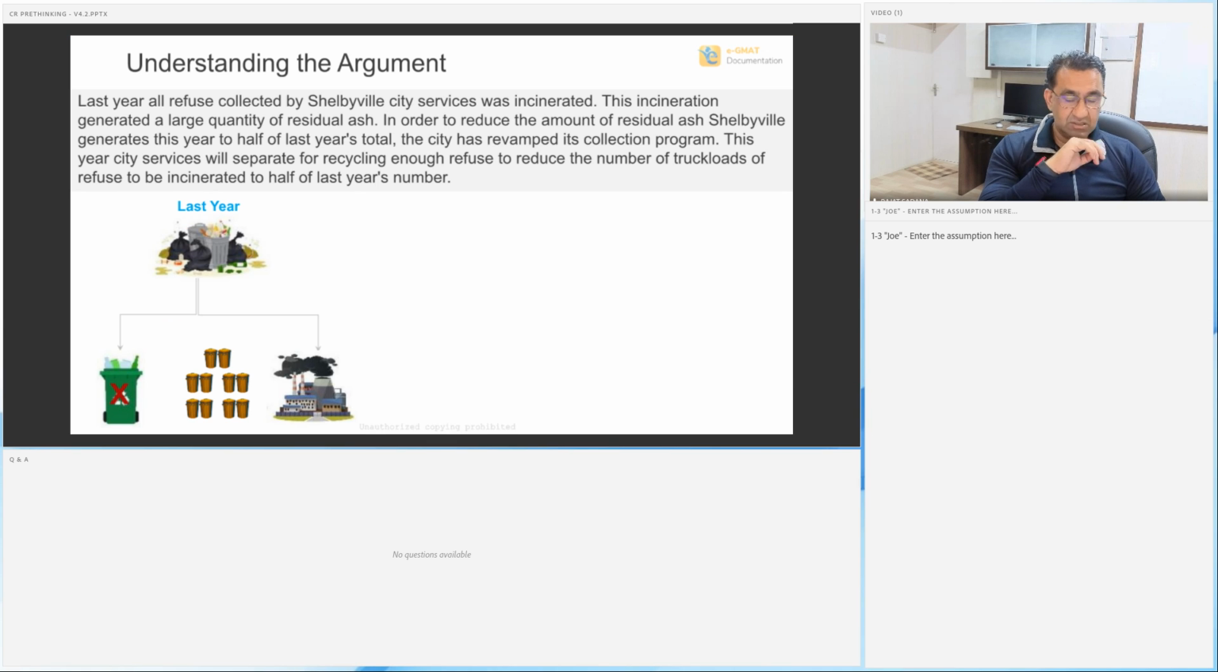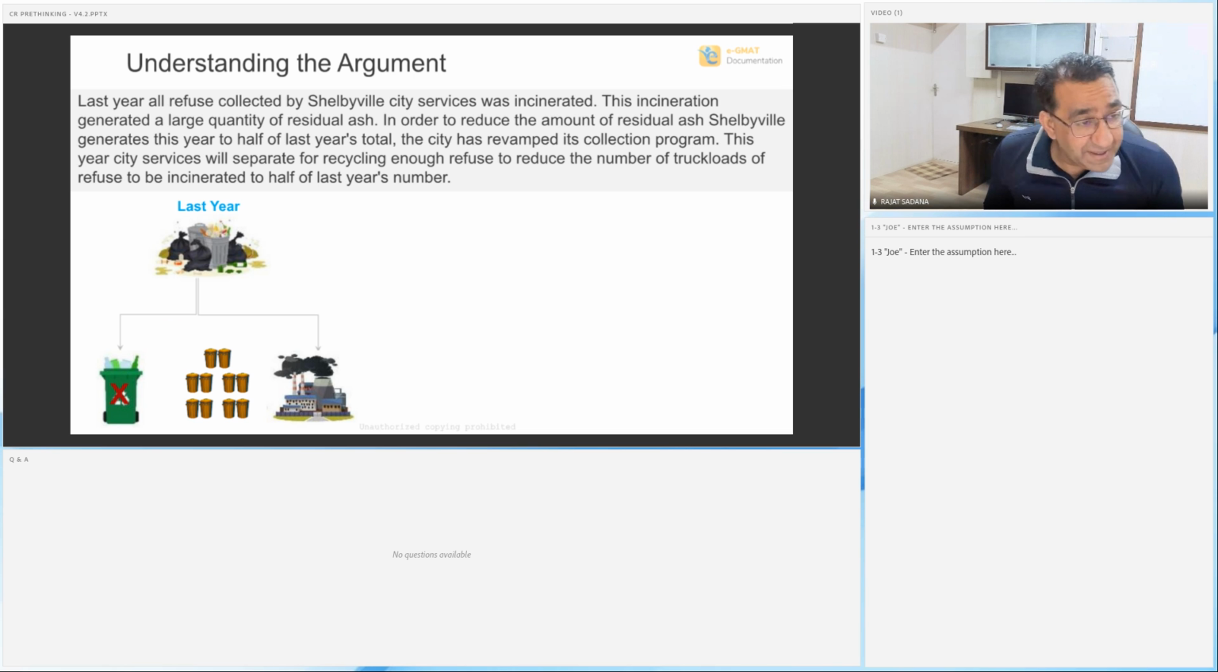All right. So let's visualize this. This is a question about visualization. If you can visualize information in the argument, you can reject pretty much every answer choice fairly easily. So last year, what did we do? We did not recycle anything. We actually burned everything down, which generated a lot of ash. Let's assume one trash can is one truck. How many trucks worth of refuse did we incinerate last year? How many trash cans are here?